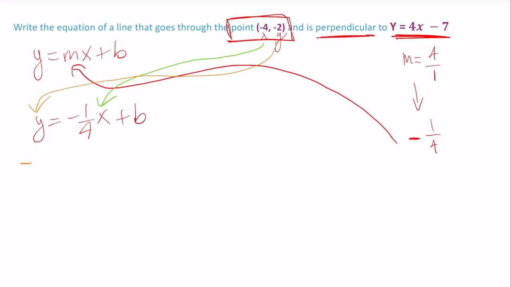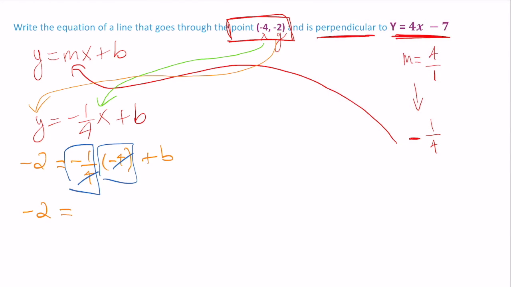So the y is -2. My slope is -1/4. X is -4, and plus b. So again, the only variable left now is b, so we can solve for it. So I have -2. So here I have a negative times a negative. So I'm going to end up with a positive. And the divide by 4, multiply by 4, that's going to cancel out, right? So we're going to be left with just 1. And if you are uncertain about that, just check that out separately or check it out on a calculator or on Desmos, wherever. Just multiply -1/4 times -4 and you'll get +1.